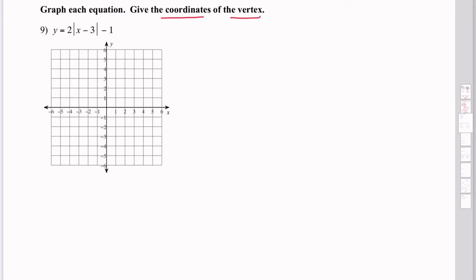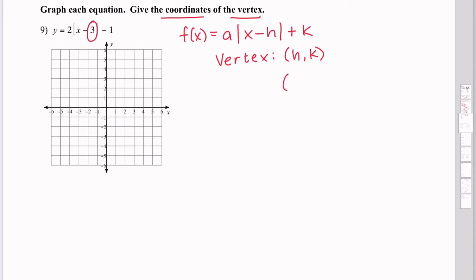the vertex. So if I write the general form, we'd say f of x equals your a value times the absolute value of x minus h plus k. And a quick reminder, your h and k represent the vertex. So looking at our equation, we can see that our h value is 3 and our k value is -1. This is the first point that you can graph on your coordinate plane.